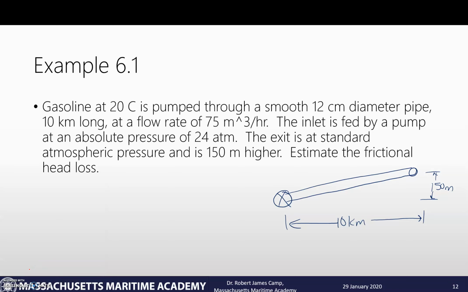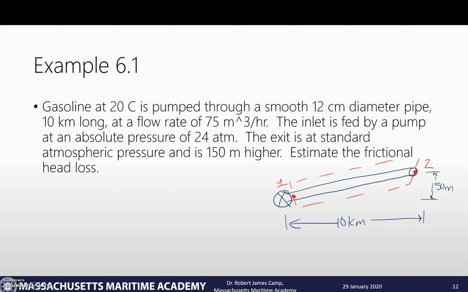Now, I know the pipe is being fed at the inlet by a pump at 24 atmospheres, so I'm going to draw my control volume right after the pump. The reason I'm doing that is I have no idea what the input of the pump is. I know what the output of the pump is, and that's 24 atmospheres. So here's my point 1, here's my point 2. Now that I have that together, we can start putting together our equation and make our assumptions.